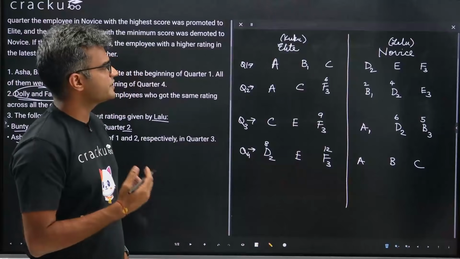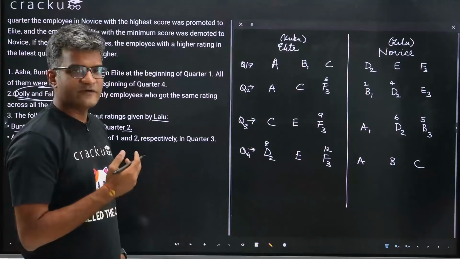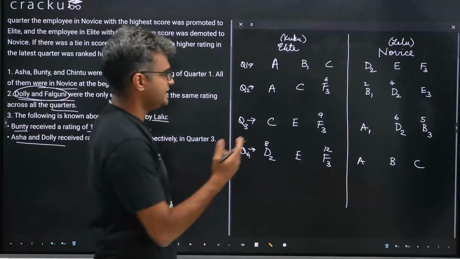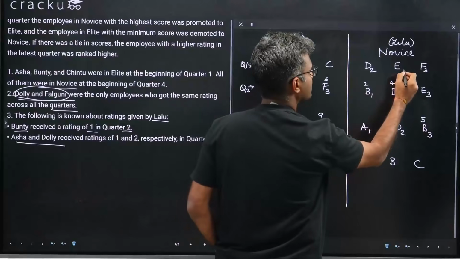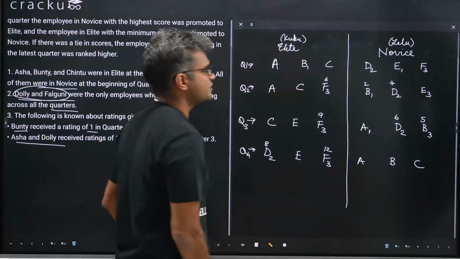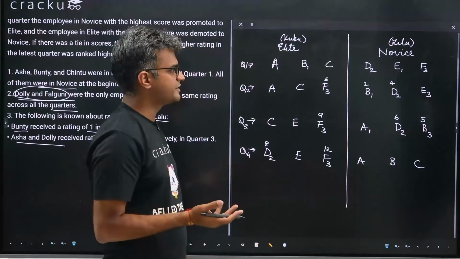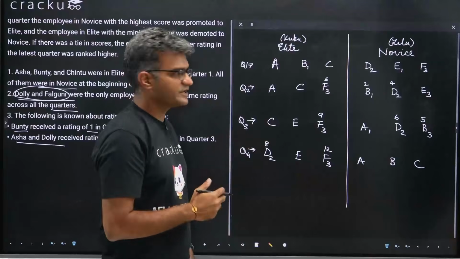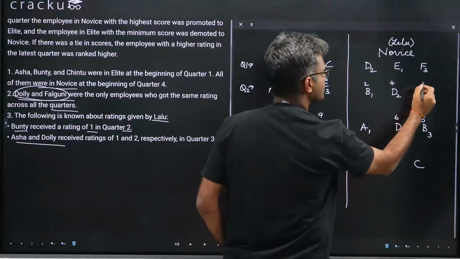Now, if you are looking to figure out what is the score of A and C, E for example would have scored 1 at the end of the first quarter because 2 and 3 are already taken up. E scored 3 in the second quarter, so his total would be 4.